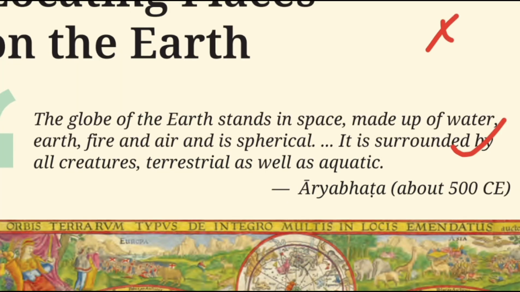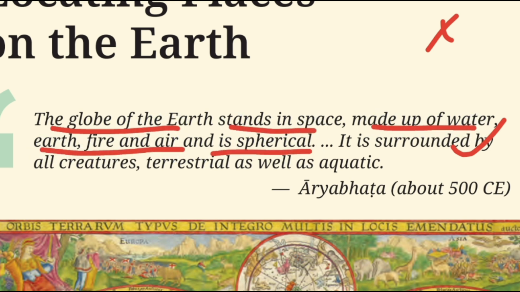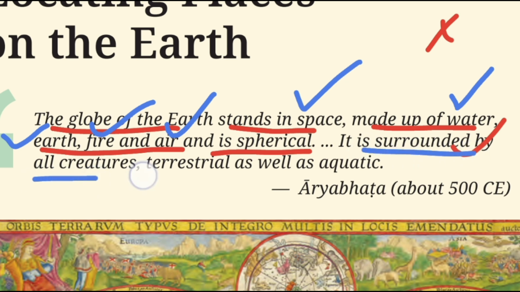The globe of the earth stands in space, made up of water, earth, fire and air, and is spherical. What is he saying? He is saying earth stands in space. Earth is in space and it is made up of what? Made up of water, earth, fire and air. So these are the components by which earth is made up. It is surrounded by all creatures, terrestrial as well as aquatic.